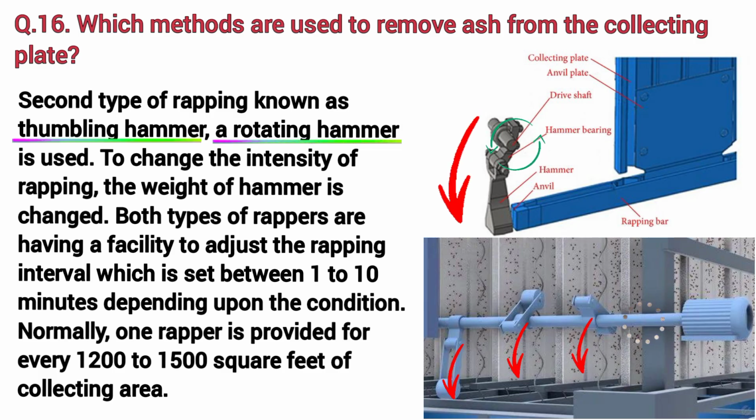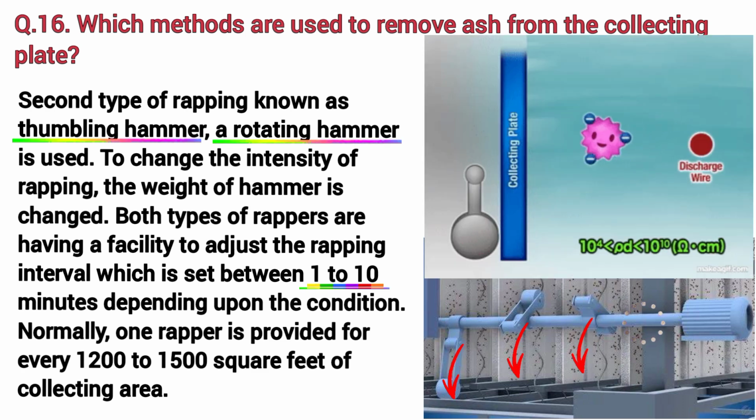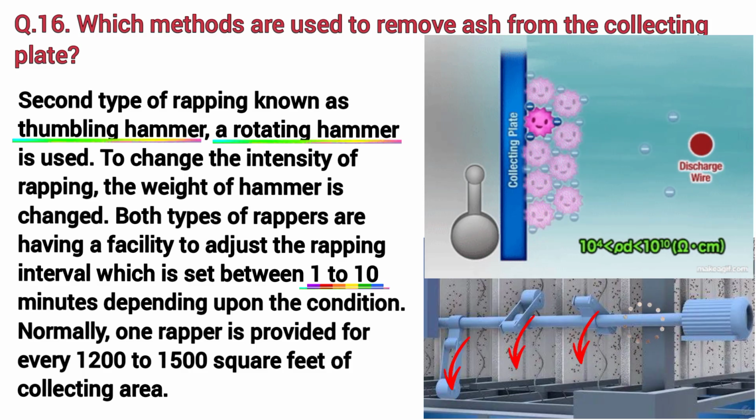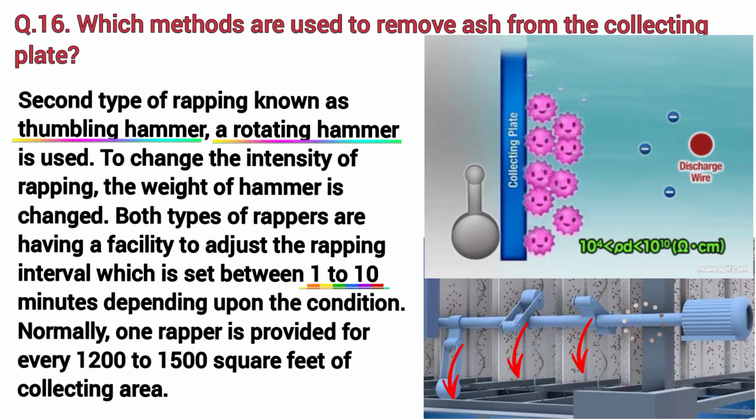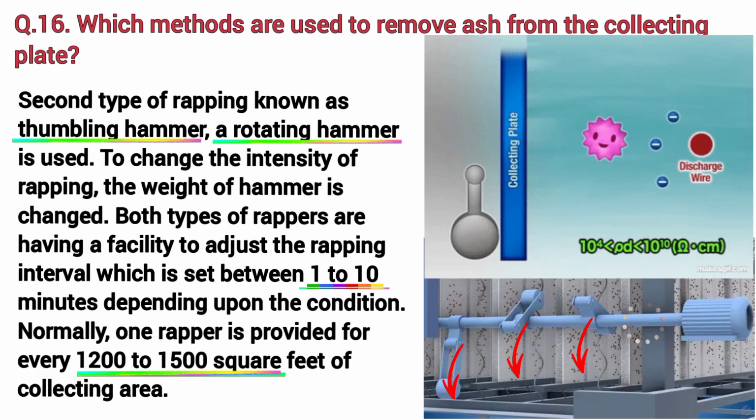To change the intensity of rapping, the weight of the hammer is changed. Both types of rappers have a facility to adjust the rapping interval, which is set between 1 to 10 minutes depending upon the condition. Normally, one rapper is provided for every 1200 to 1500 square feet of collecting area.